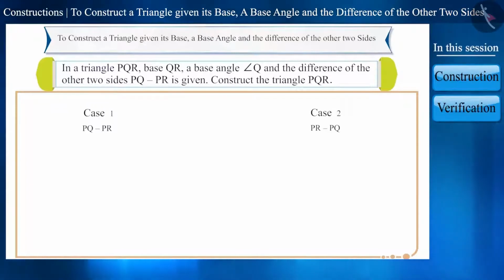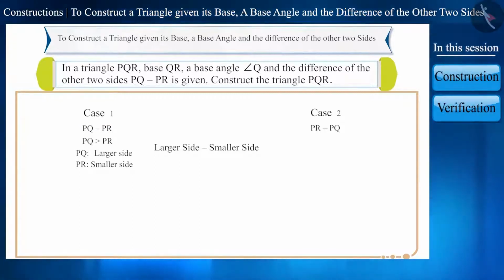We know that in order to find the difference always, the smaller side is deducted from the larger side. Hence, we can understand that if the value of PQ minus PR is given, then in such a case side PQ is big and the side PR is smaller. Similarly, if the value of PR minus PQ is given, then the length of the side PR will be big and the length of the side PQ will be small.